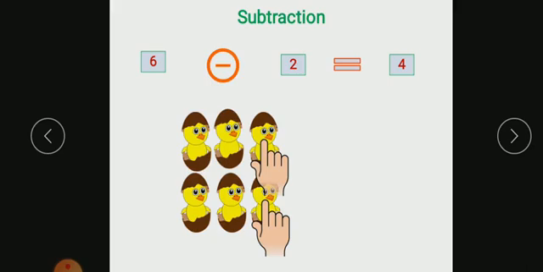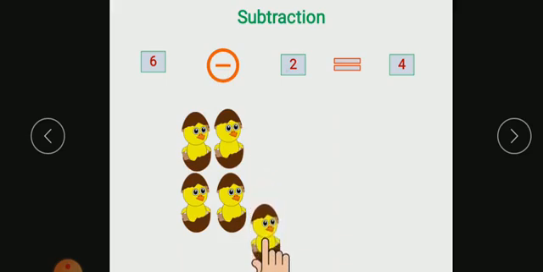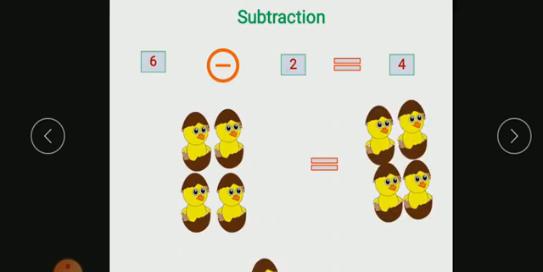Now, let us start subtraction with one small example. See here, 6 minus, this is the symbol of subtraction, 2 is equal to 4. Now, how does 6 minus 2 become 4? See, I have taken 6 pictures: 1, 2, 3, 4, 5, 6. And minus, you have to remove 2. Now it becomes 4. See here, 6 minus 2 is equal to 4. So, like this, we are using subtraction.